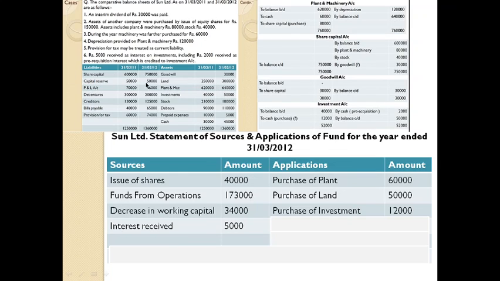Okay, next one, capital reserve. As I have mentioned in the beginning, both amounts remain the same, so the effect is nil. P&L account, we have taken the same item in the preparation of adjusted profit and loss account. So you need not have to worry about it.